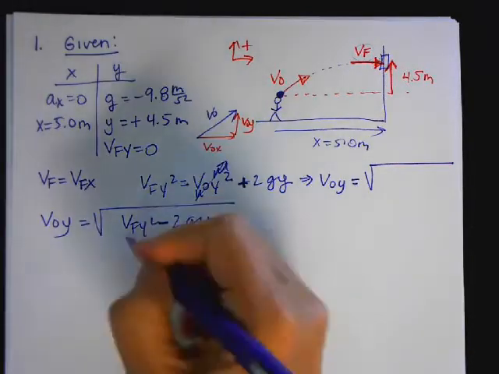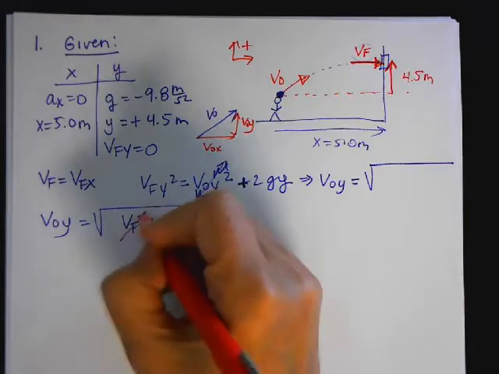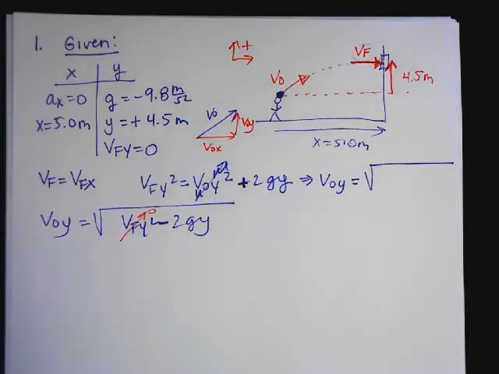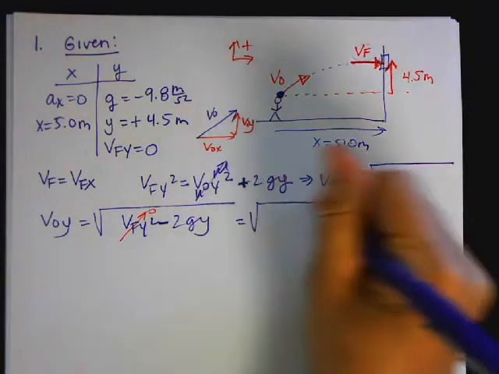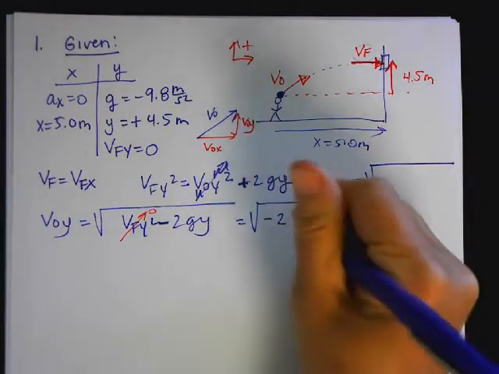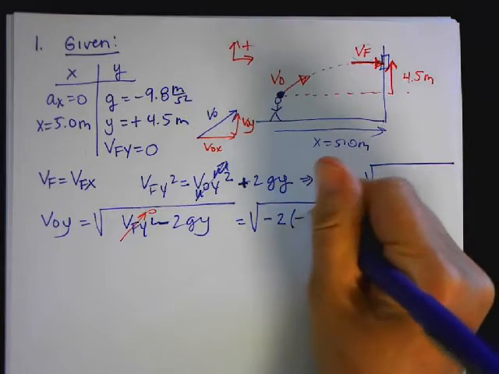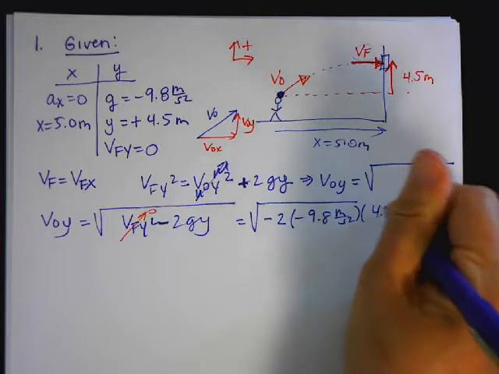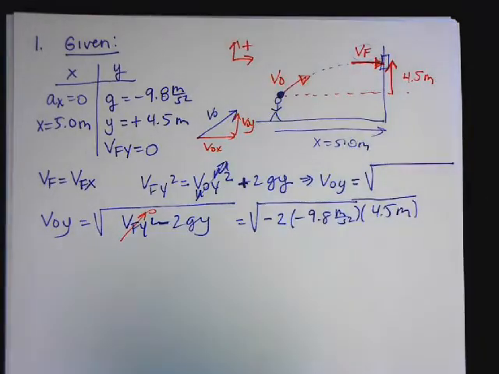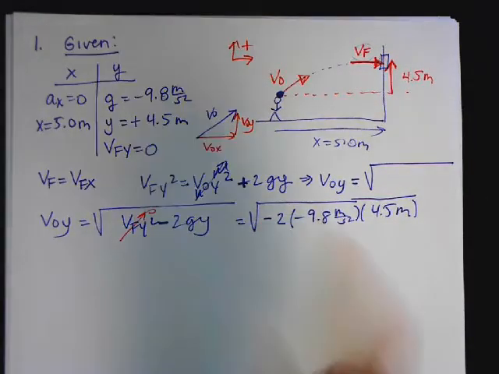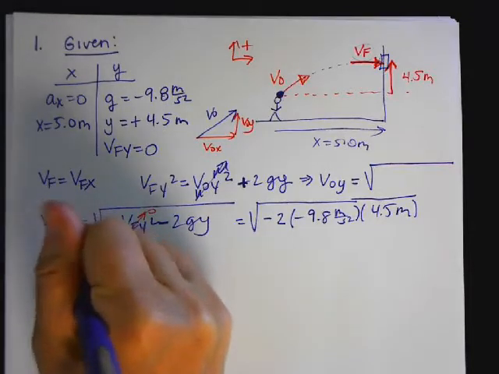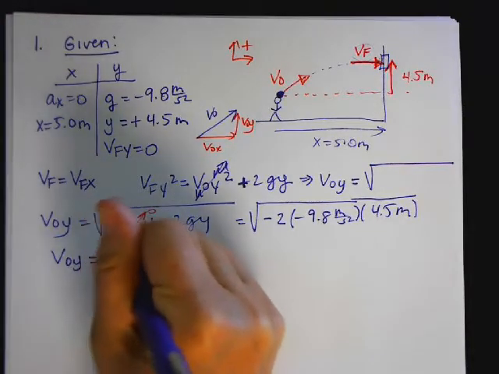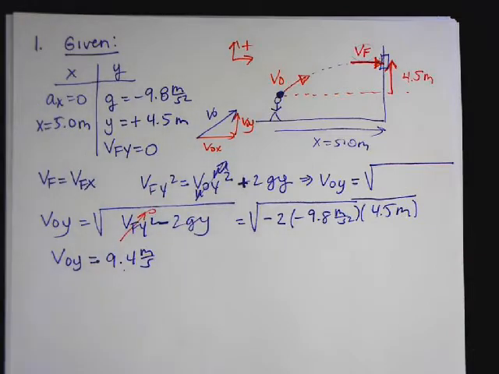All right. VFY is 0. That's why it really helps to take that extra step and rearrange the equation. And, you know, even though you're going to do your step-by-step algebra steps, do it because you can make a mistake. So 2 times negative 9.8 meters per second squared times 4.5 meters. All right. So the negative times the negative is a positive. So V naught Y comes out to be 9.4 meters per second. Why did I do that? Because I want to find the time.